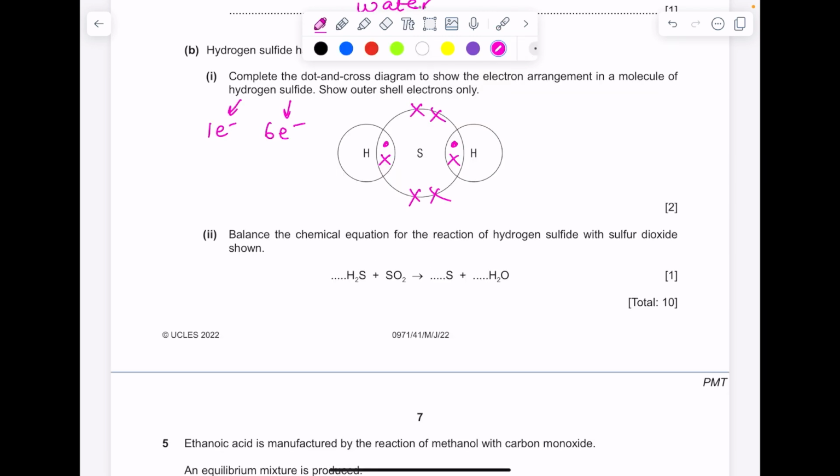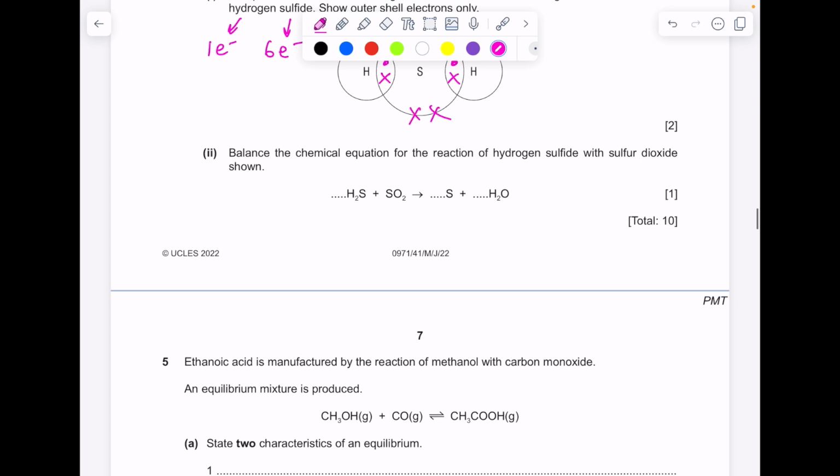Balance the chemical equation for the reaction of hydrogen sulfide with sulfur dioxide shown. Let's start with the oxygen. We have 2 oxygens here, only 1 there, so I'm going to pop a big 2 there. That now brings us up to 4 hydrogens on the right-hand side. We've only got 2 there, so I'm going to put a 2 here, and then count the number of sulfurs. 2 sulfurs plus 1 there is 3. We've only got 1 on the right-hand side, so we need a 3.